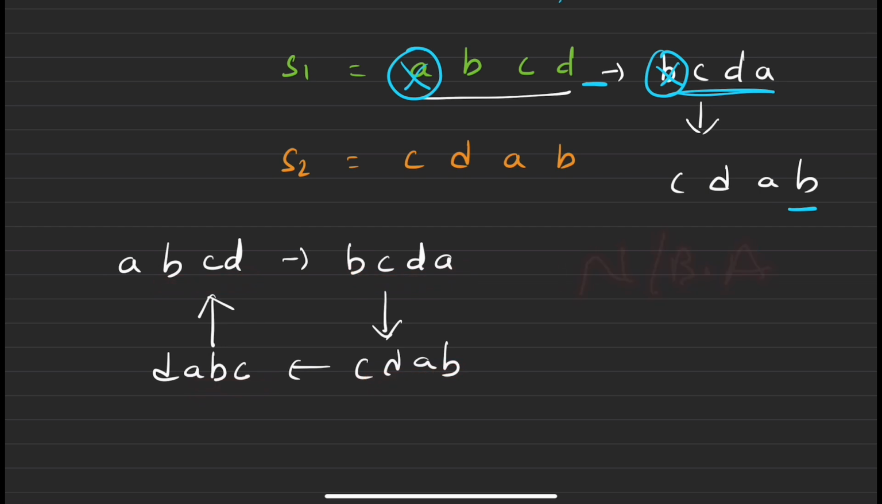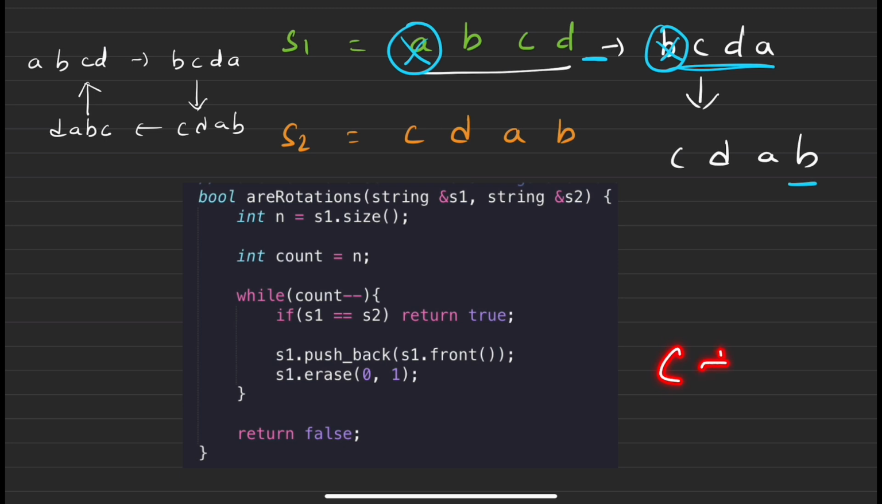Now let's see the code. So this is the code in C++, although the logic remains same. So the function name is rRotations and they have given two strings S1 and S2. So firstly I have taken string 1 size and I've stored the size in count variable and I'm running the loop while count is greater than 0.